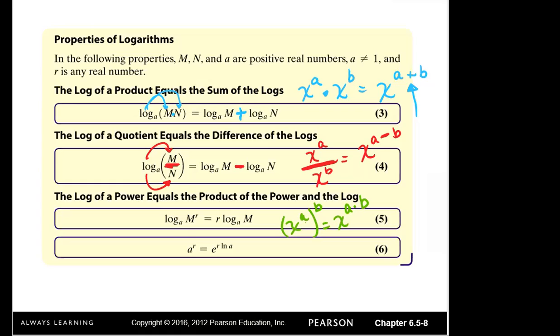Well, remember the logarithm is the exponent. So you've got log base a of m raised to the r. So they take this r right here and put it out in front and then multiply it. And that's what they're showing here. It becomes r times log base a of m. The multiplication happens right here, just like it does over here. R is an exponent and log base a of m is an exponent. And when you have a power to a power, you multiply.